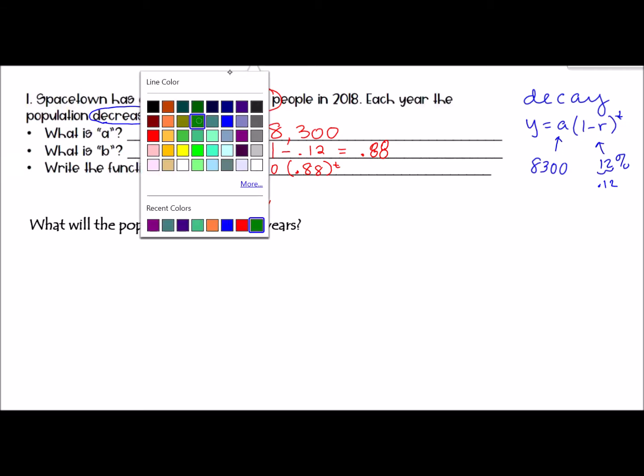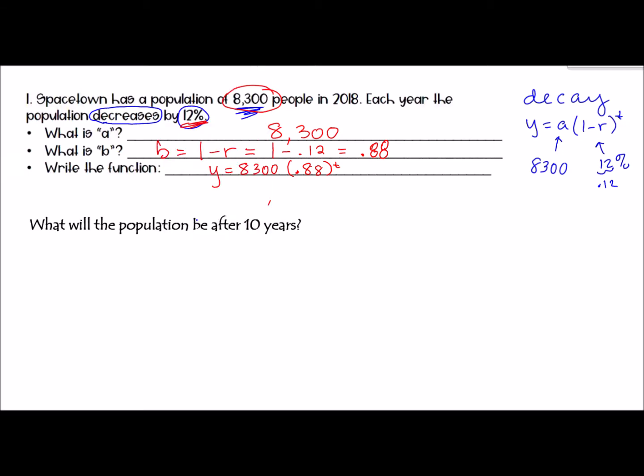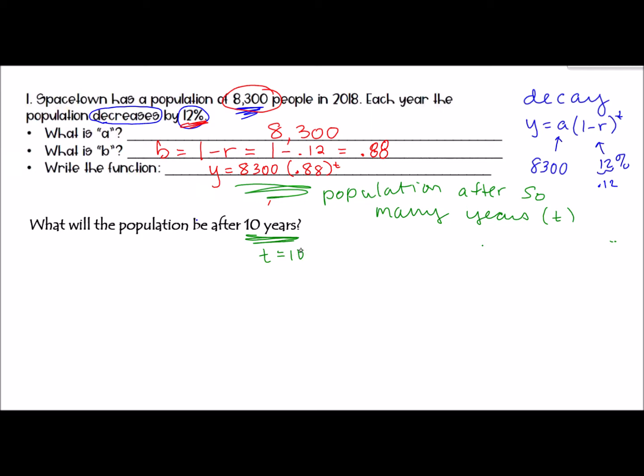So now that we have that equation, what can we do with it? This right here represents the population after so many years, which we're calling the variable t. So if I ask what will the population be after 10 years, that's a t. So our formula, we're going to take and replace t with a 10, and then boop, boop, boop, calculator will give us an answer.